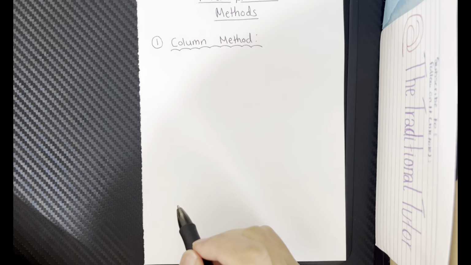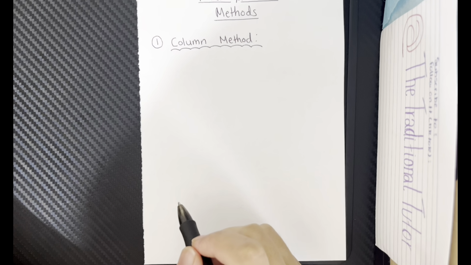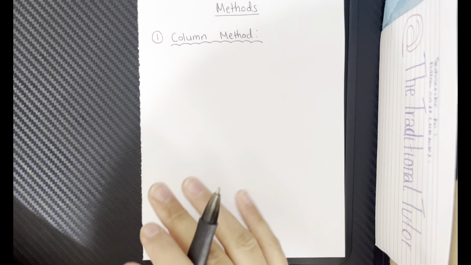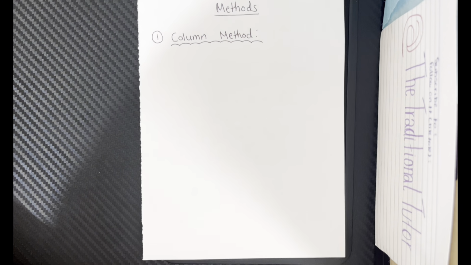Hi everyone, so in today's video we'll be looking at multiplication methods. We'll look at 3 different methods, and to start off with we're just going to be looking at the column method, okay? And we'll also be looking at how we can apply these 3 methods to different sizes of numbers, okay? So let's start off with the first one.